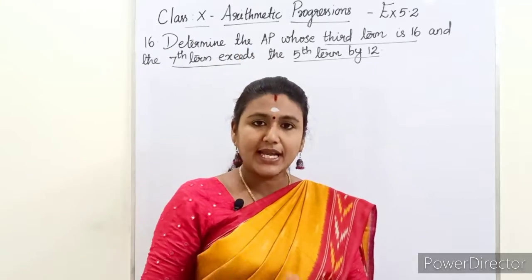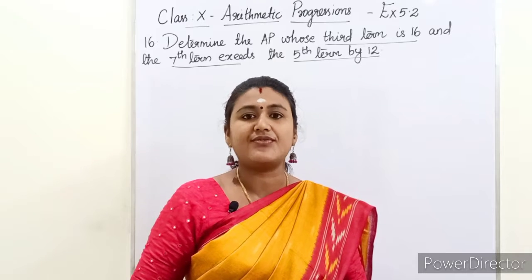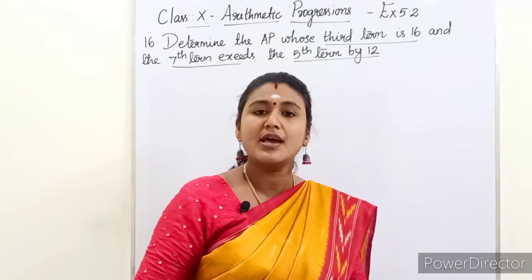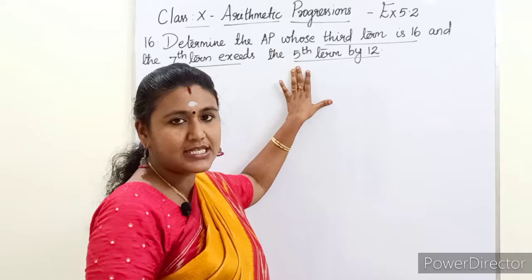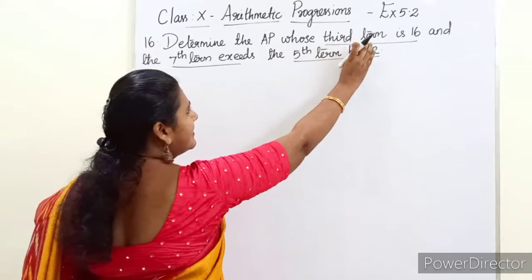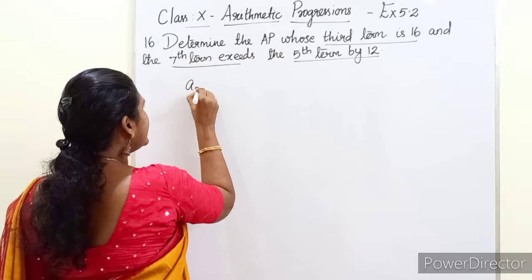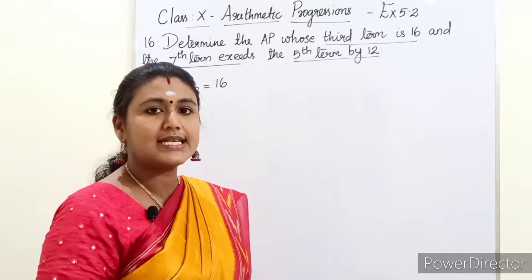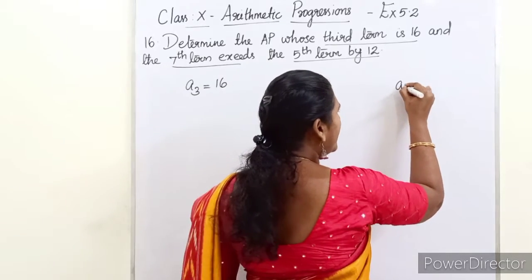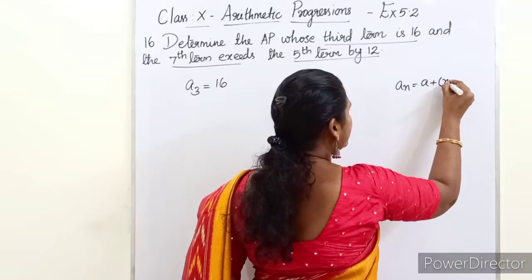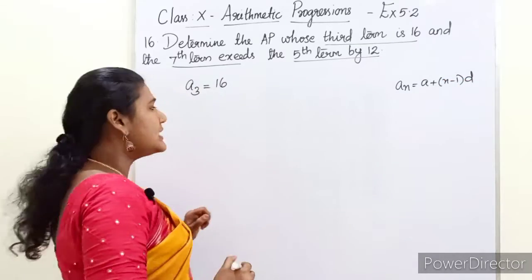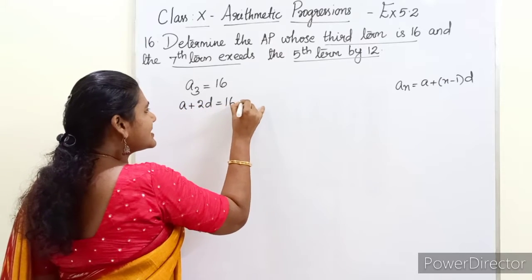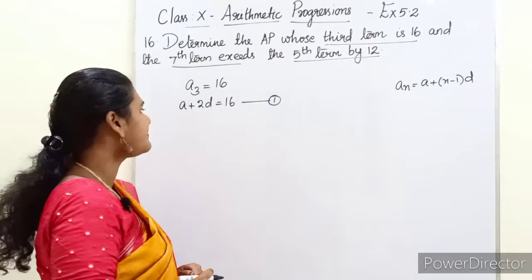If you want to find an AP, we need two things, the first term and the common difference. So we need to find the values of A and D, and for that they have given these two conditions. The first one: the third term is 16, so A3 is equal to 16. You know the formula for AN: A plus N minus 1 into D. So A3 is A plus 2D, which is equal to 16. This is our first equation.